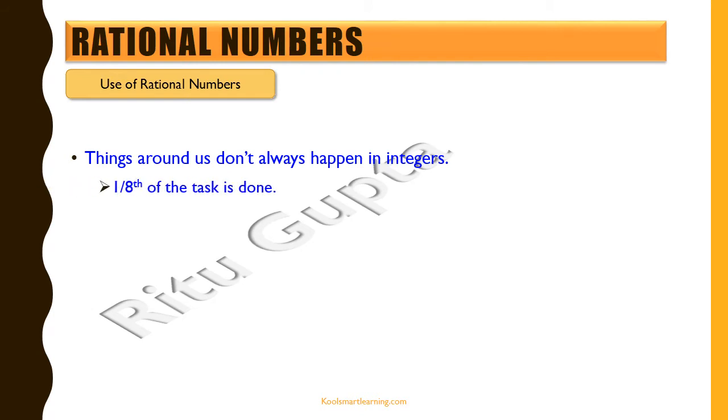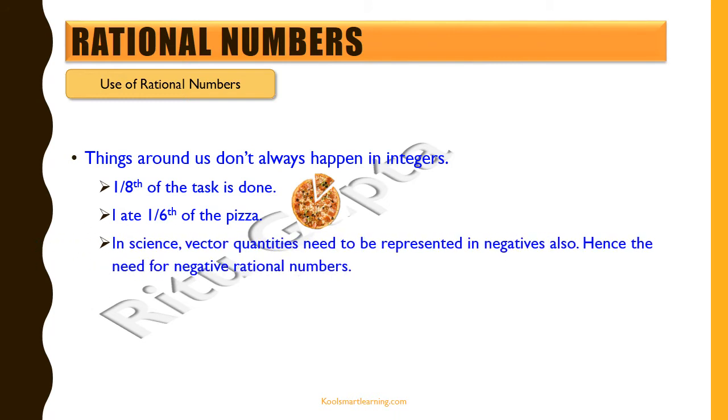Sometimes we say we've done 1/8 of the task. We've had 1/6 of the pizza. So right, we don't eat the whole pizza in one go. We take piece by piece. So we say I've eaten 1/6 of the pizza. Similarly, if we're talking about 1/8 of the task done, 1/6 of the pizza, then we're talking about fractions. Then why introduce the concept of rational numbers at all? If we already had fractions, we've studied them.